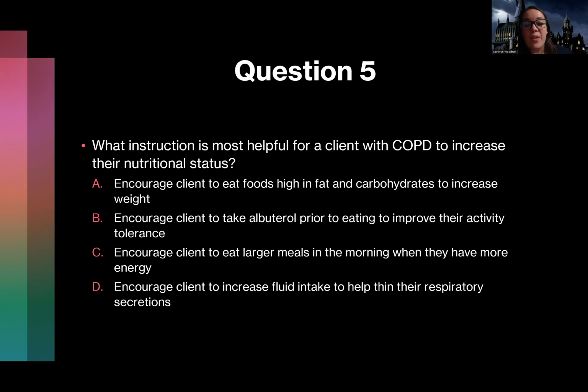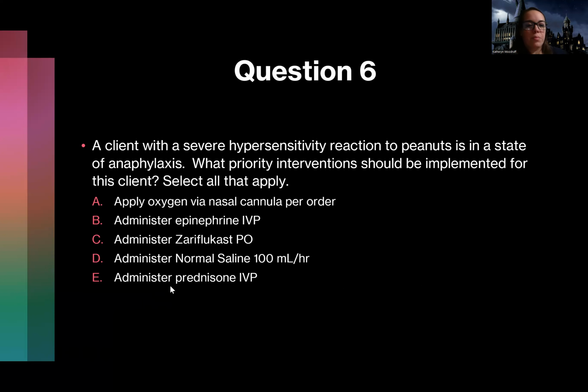So A is not correct because we want high calorie. We like moderate fat, moderate carbs to help with their weight. The larger meals are not helpful because then, like I said, they'll get tired out. We want small meals throughout the day. And then we do want them to increase their fluid intake, but that's not going to help with nutrition. That's just going to help with their COPD in general. So the best answer here is going to be B.